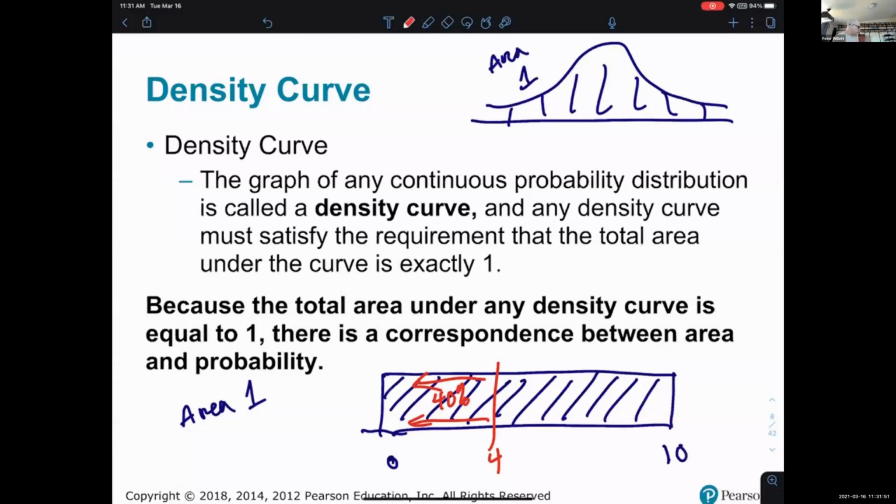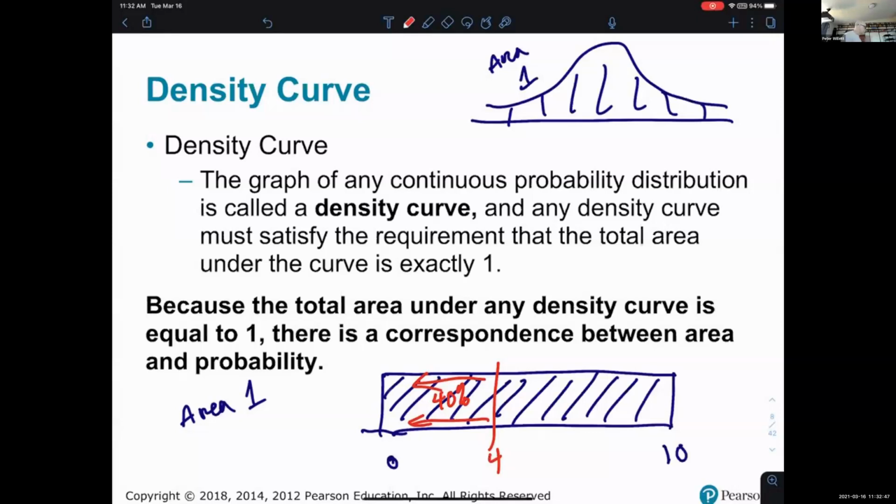Because if I go from 0 to 10, that's a 1. If I go from 0 to 4, 4 out of 10 is 40% out of the 1. 4 out of 10 as a fraction for how much of the area you have there is equivalent to 40%. And so you can get this connection where you could then say, when I'm looking at my uniform distribution, I'm 40% likely to get a value between 0 and 4.